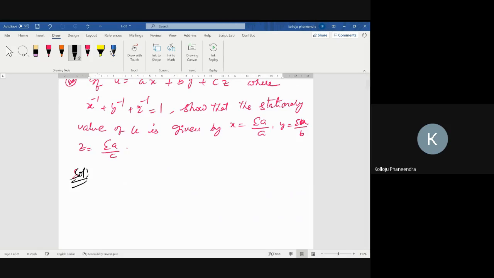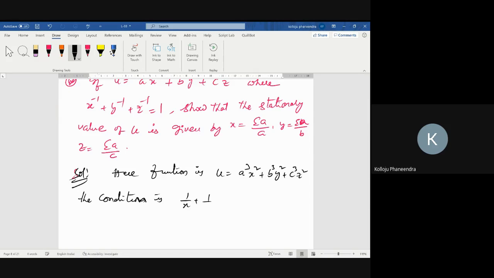What is the given function here? The function is u equal to a cube x square plus b cube y square plus c cube z square. And what are the conditions? Only one condition is given now. The condition is 1 by x plus 1 by y plus 1 by z equal to 1.